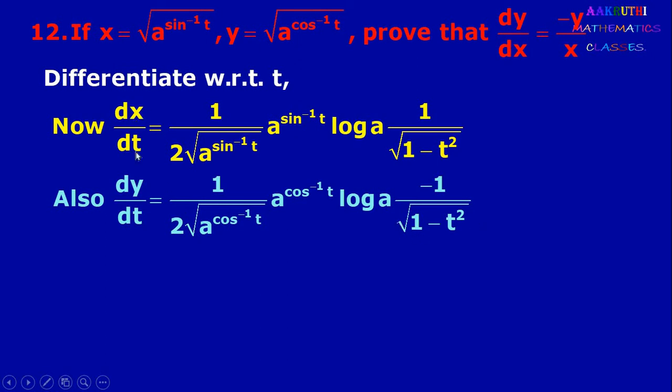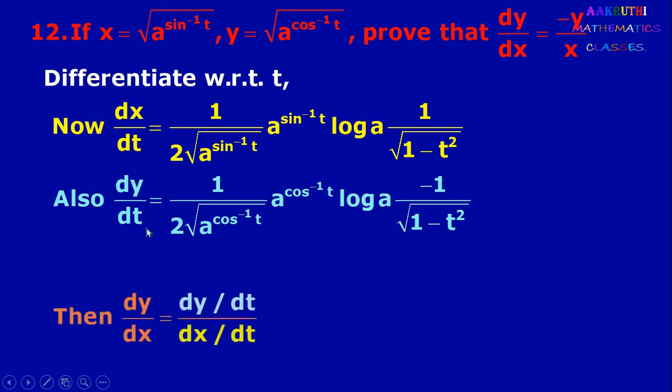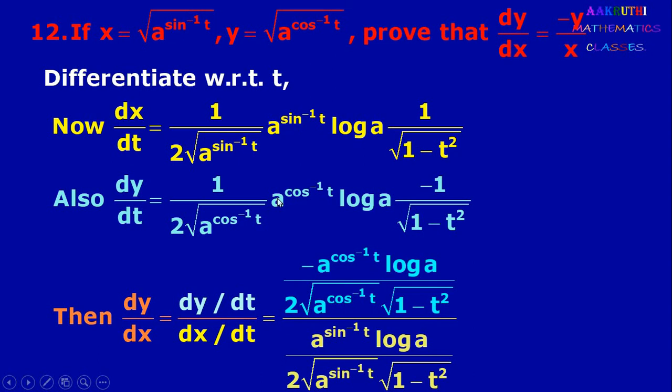So we get dx by dt and dy by dt. Next find dy by dx. So dy by dx is dy by dt divided by dx by dt. Dividing these two, we get minus a to the power cos inverse t log a divided by 2 into root of a to the power cos inverse t into root of 1 minus t square, and divided by a to the power sin inverse t log a divided by 2 into root of a to the power sin inverse t into root of 1 minus t square.